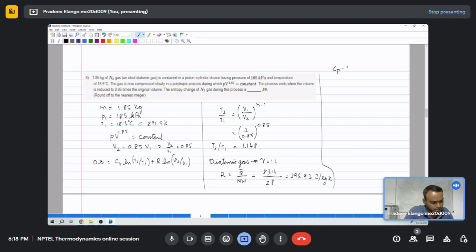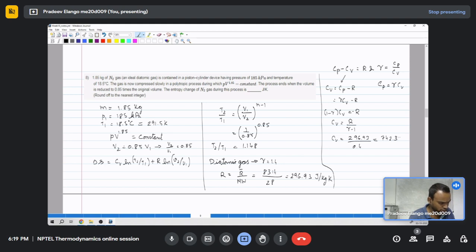Now we know Cp minus Cv is R, and gamma is Cp by Cv. Using this, we can calculate the value of Cv. Cp is equal to gamma Cv. So then I can have gamma Cv minus Cv is equal to R, so Cv will be R by gamma minus 1. R is 296.93, and gamma minus 1 will be 0.4. So we can calculate the value of Cv, that is 742.3 joule per kg Kelvin.